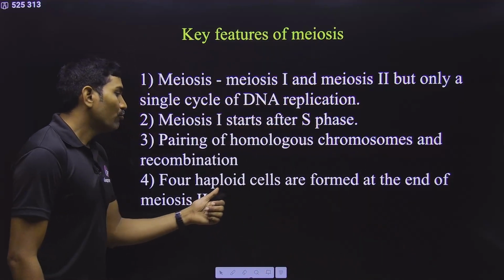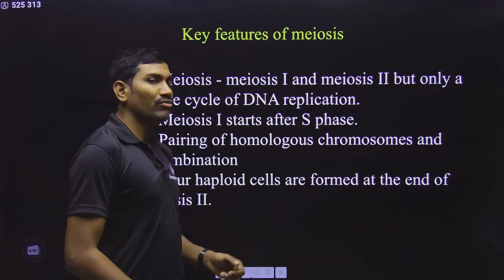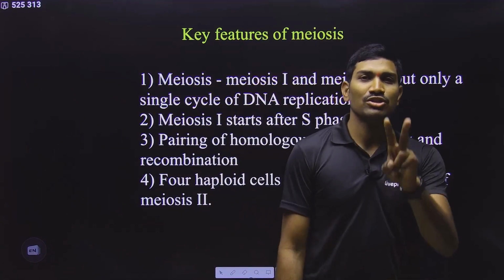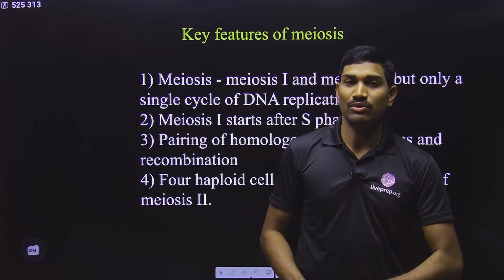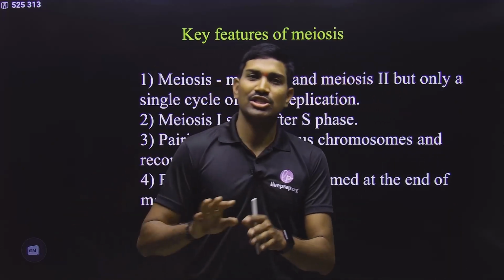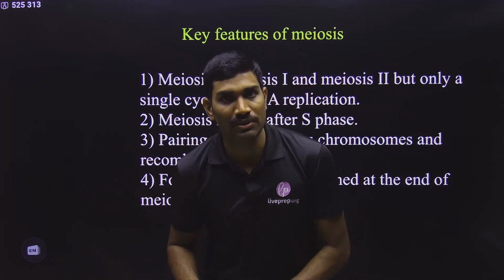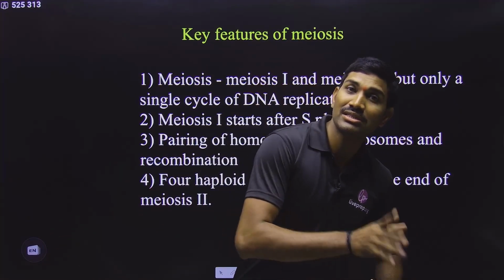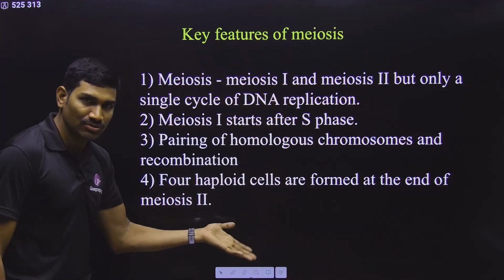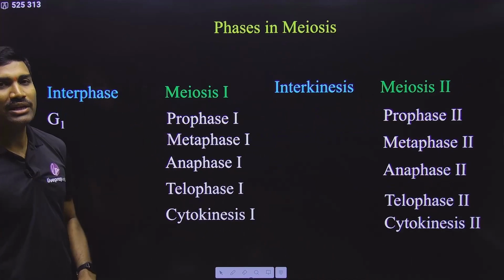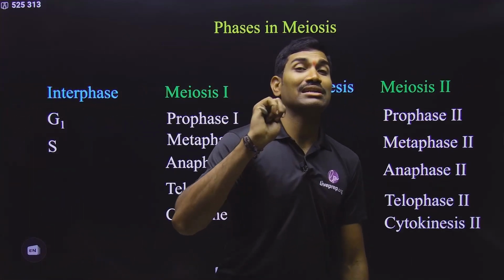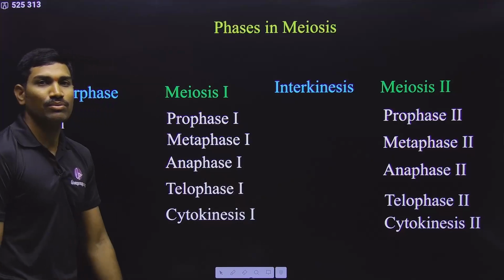Next one, 4 haploid cells are formed at the end of complete meiosis, that is, after meiosis II. But in the case of mitosis, 2 diploid cells are produced. Suppose in both mitosis and meiosis, we start with diploid cells only. In mitosis, diploid daughter cells are produced, but in meiosis, haploid daughter cells are produced. And in mitosis, 2 daughter cells, but in meiosis, 4 daughter cells are produced. That is also one more important point.